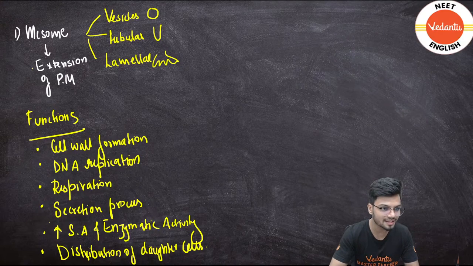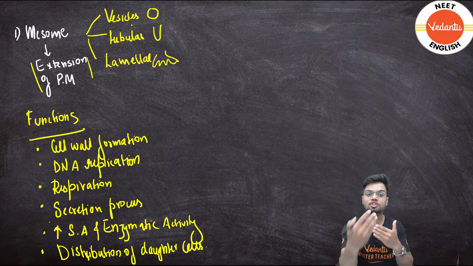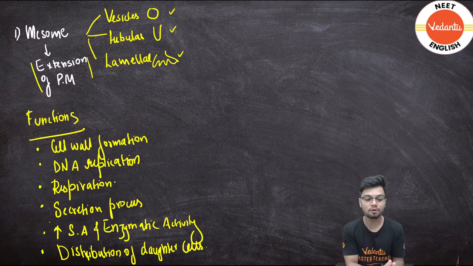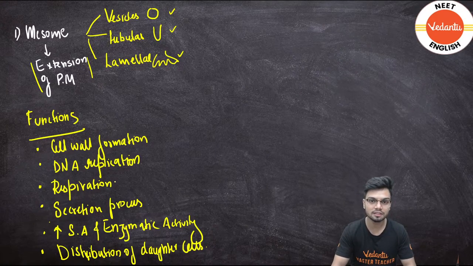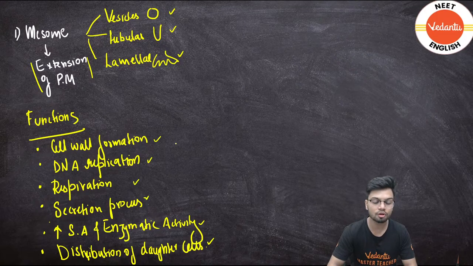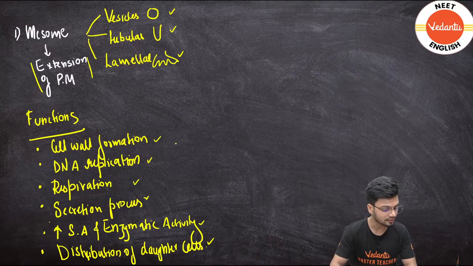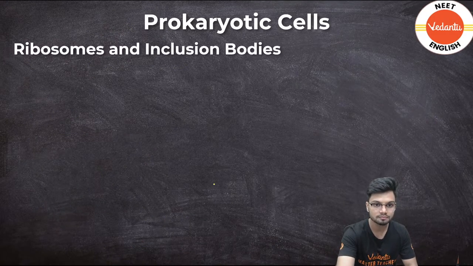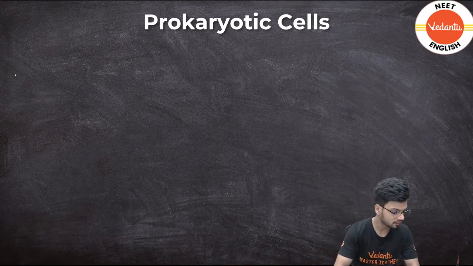So what are the functions of mesosomes? What is the mesosome? Mesosome is an extension of your plasma membrane. It can be in different shapes, like vesicle shape, tubular shape, or lamellae shape. Now, what are the functions of mesosome? It is cell wall formation, DNA replication, respiration, secretion process, increase in surface area or enzymatic activity, and also the distribution of daughter cells. Any doubt in mesosome? Ask me right now. No doubt here? No doubt? Amazing.